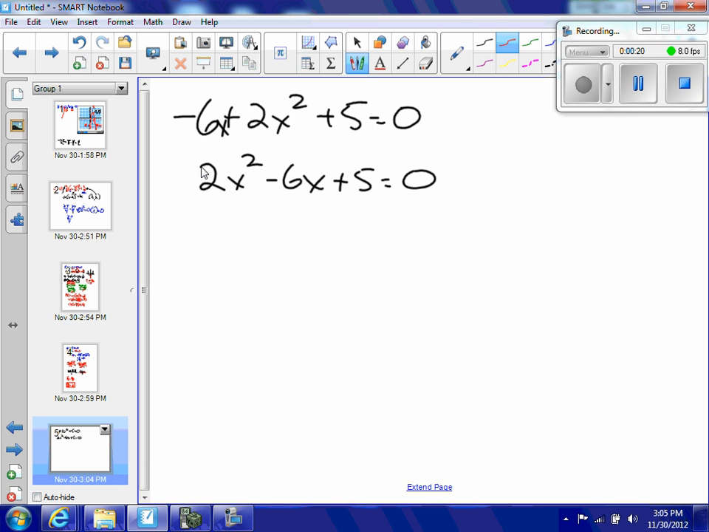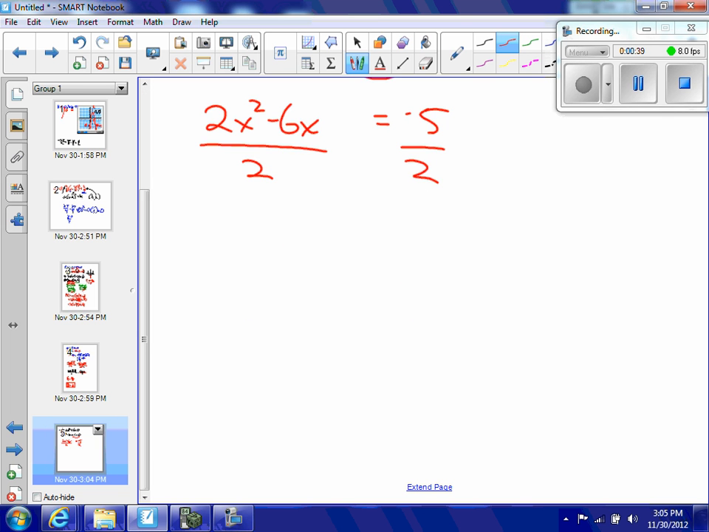So the first thing I'm going to do is take my constant and move it over to the other side. So I have 2x squared minus 6x is equal to negative 5. Now, in order to complete the square, I have to have a coefficient of 1 for x squared. So I need to divide both sides by 2. So that's going to give me x squared minus 3x is equal to negative 5 halves.